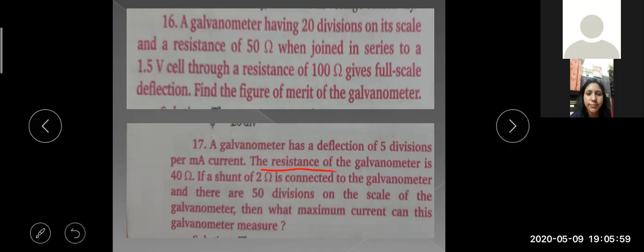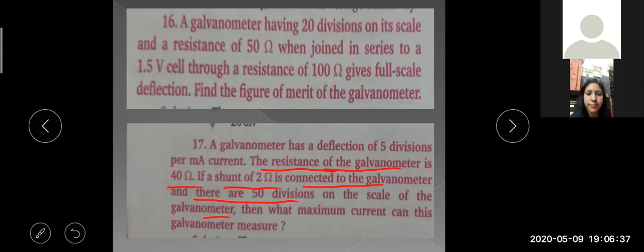Now you have given the resistance of the galvanometer as 40 ohm. If a shunt of 2 ohm is connected to the galvanometer and there are 50 divisions on the scale of the galvanometer. Suppose on connecting a shunt of 2 ohm in parallel to the galvanometer coil of resistance 40 ohm, the maximum current will be I. So of this, a part Ig should go in the coil of the galvanometer and the rest is from the shunt, as we have discussed in conversion of galvanometer into ammeter.